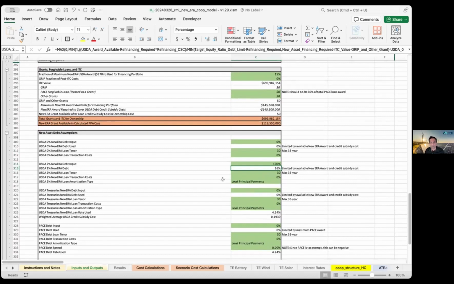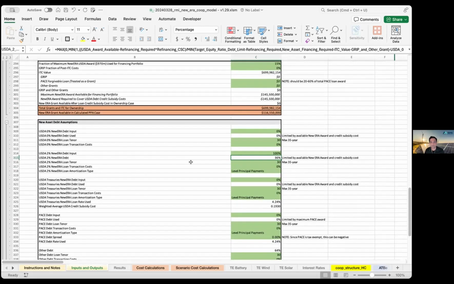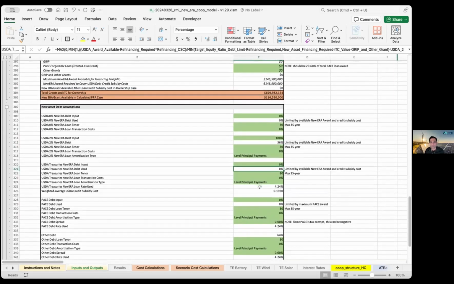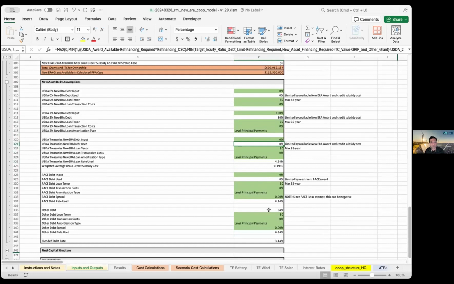It figures out what that amount is and how much I can do. That would mean, and if I look up here in the grant section, that would mean, unfortunately, that I really have no grant available because I've used all of that award to allow me to get this subsidized 2% debt. Given that, the model then figures out, oh, well, you've got to get the rest of your debt from somewhere. And so the model tells me that I've got to get other debt for 64% of it, and I can put in the conditions of that other debt down here.